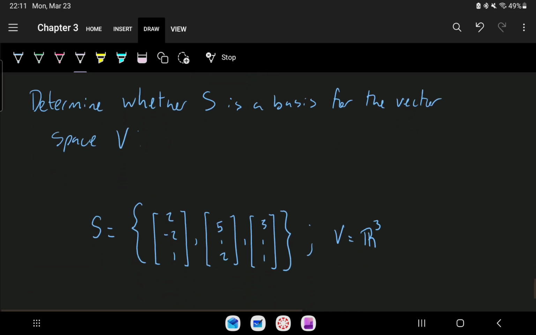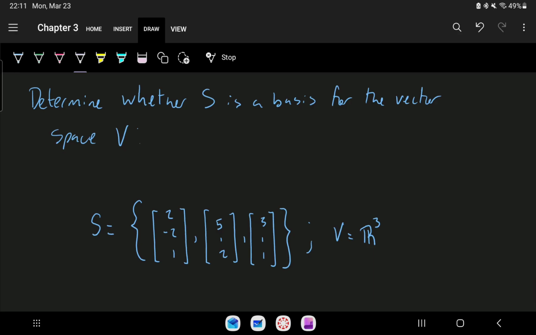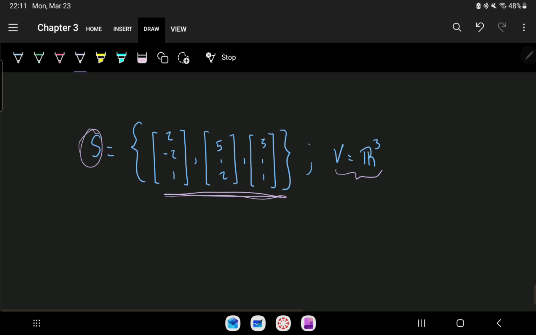So, the one that I've picked out looks something like this. We're going to determine whether this set S is a basis for the vector space V. The vector space we're looking at is R3, and this is the set of vectors. Now, immediately, we know that it is at least a contender, right? Because again, we have R3, and we have 1, 2, 3 vectors. So we know that at least it has the potential for being a basis.